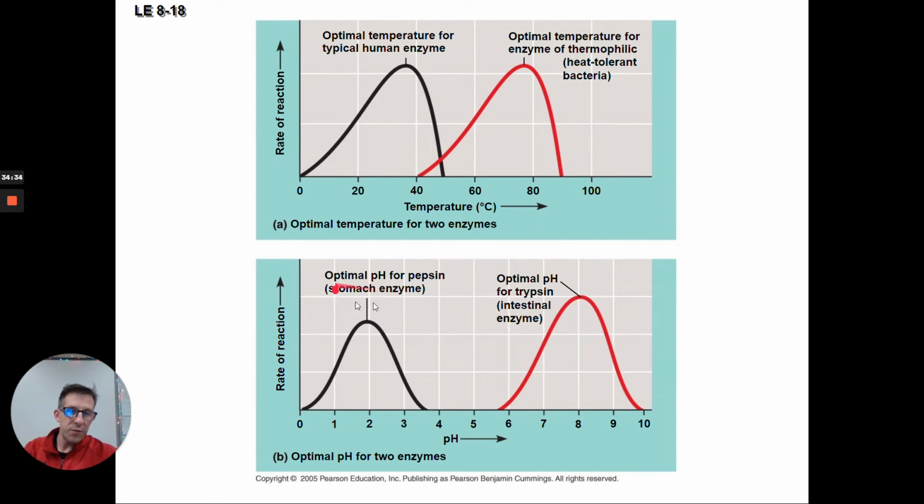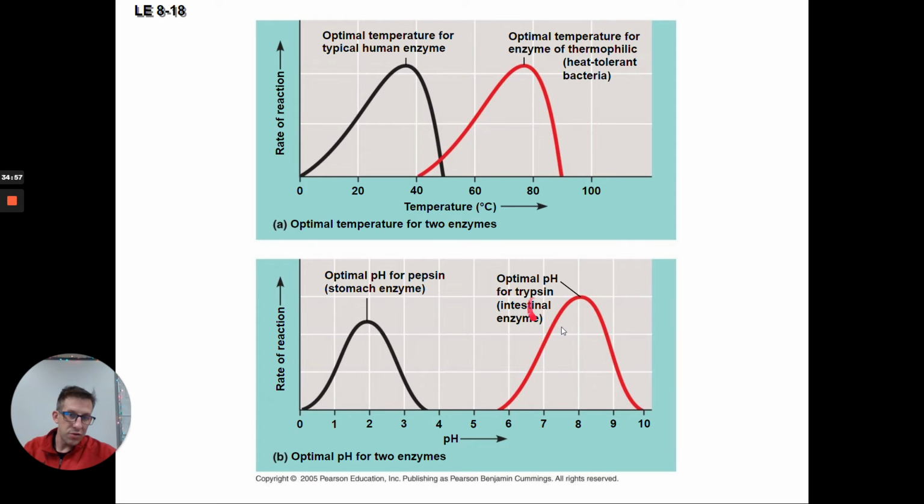Okay, if we look down here for pH, there are different types of enzymes in our body that work at different pHs. For instance, the enzyme known as pepsin works at an optimal pH of just under 2. I bet you wonder why, because it's in the stomach. The stomach's pH is about 2, very acidic, all right?